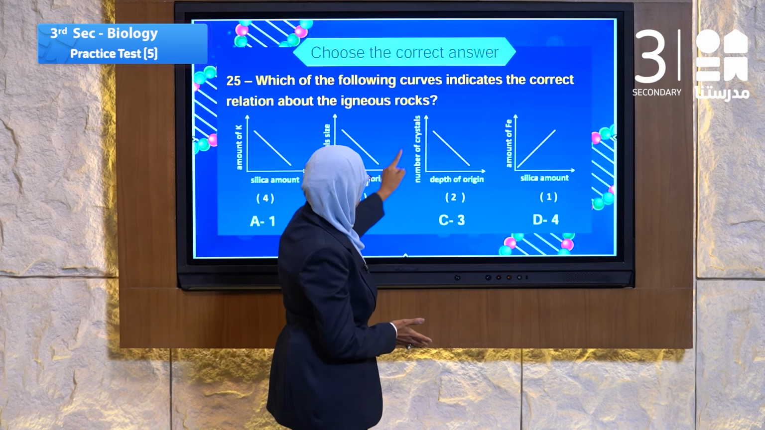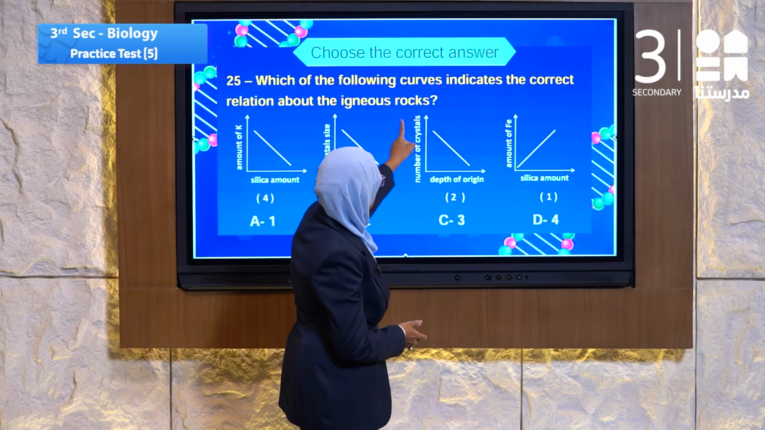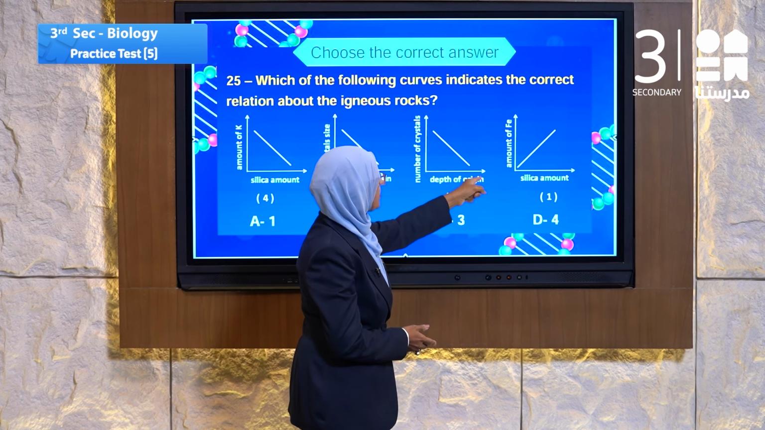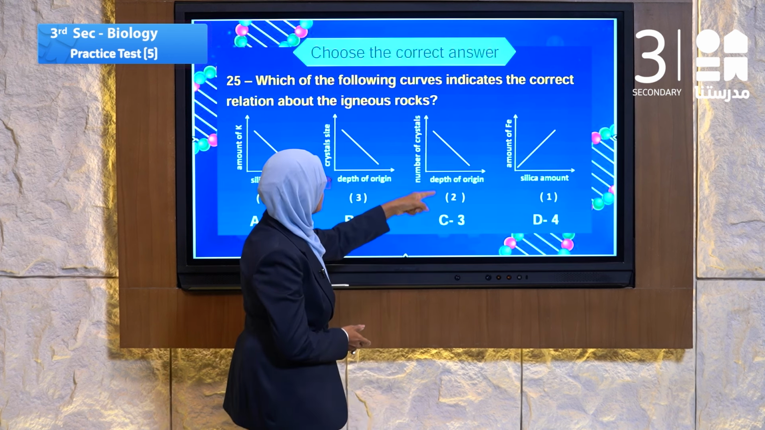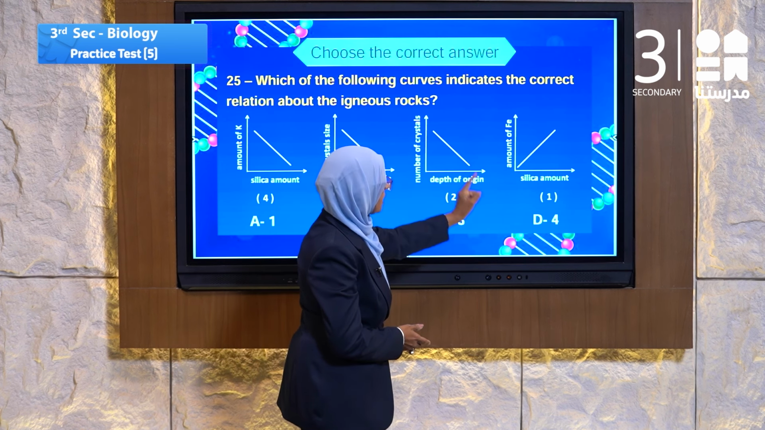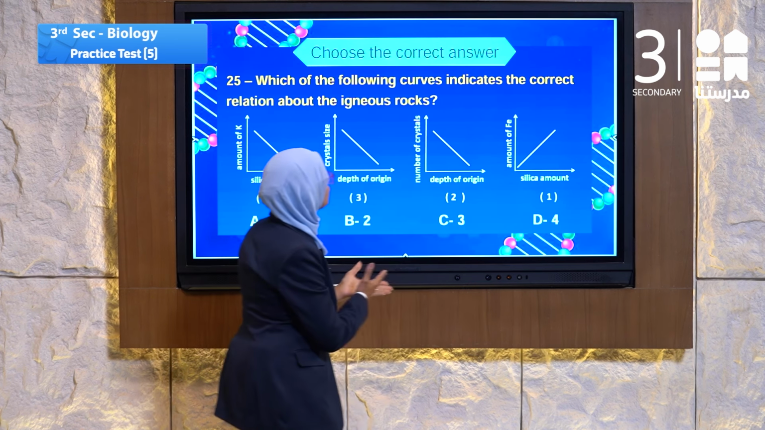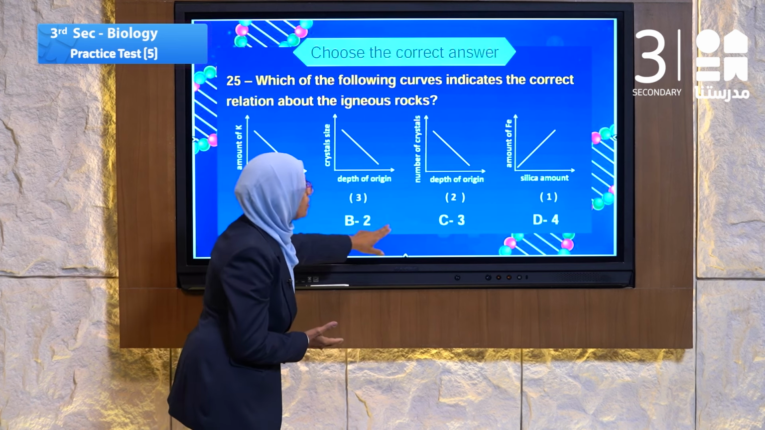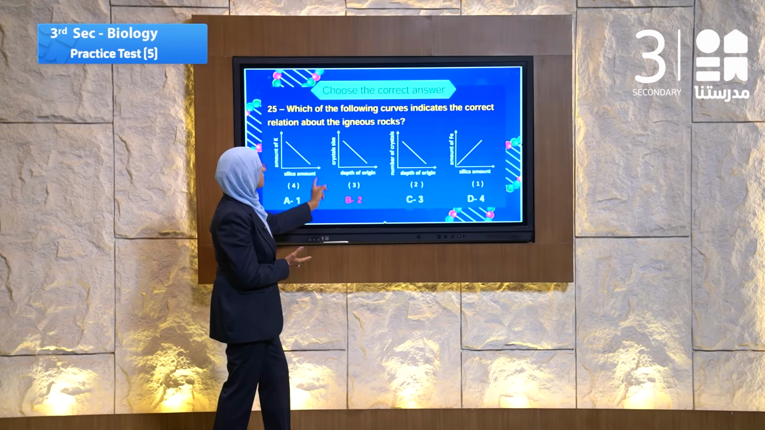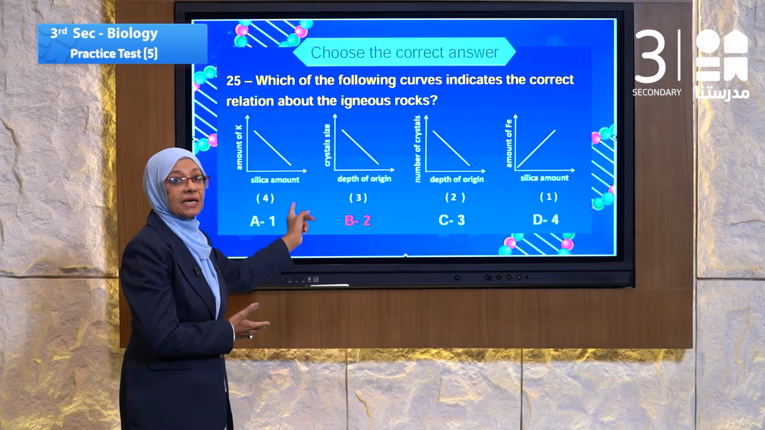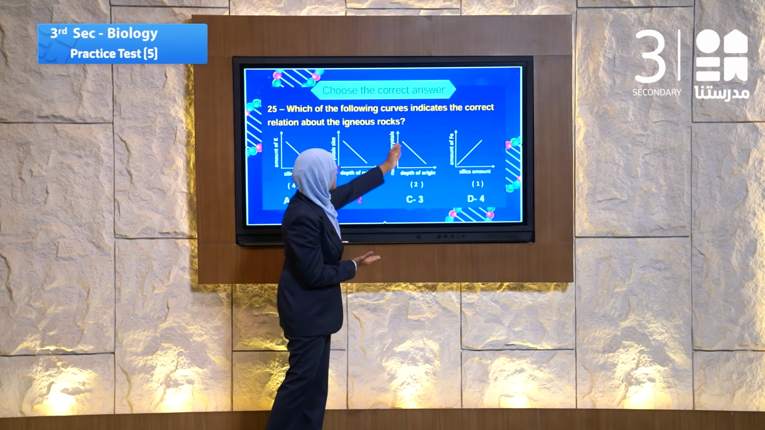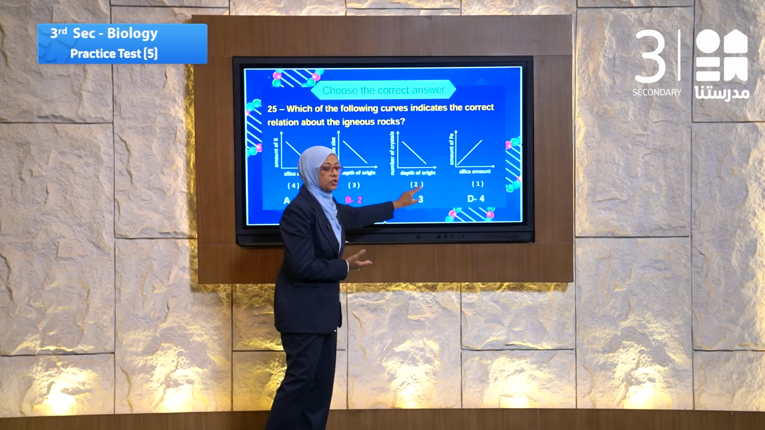These two speak about the number of crystals and depth of origin. Number 1 speaks about the relation between the amount of iron and the amount of silica. Which one is correct? The correct one is number 2, B. Why is B correct? There is an inverse relation between the number of crystals and the depth of origin.